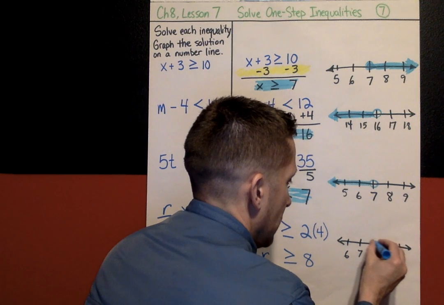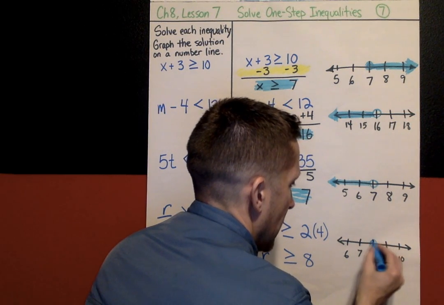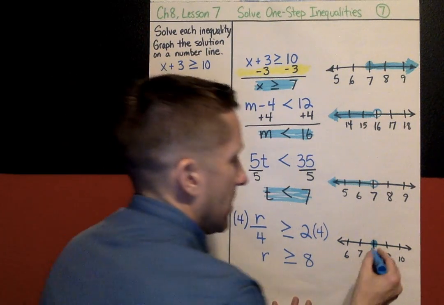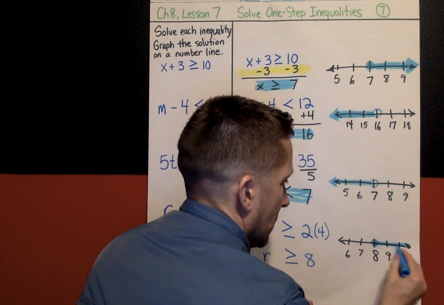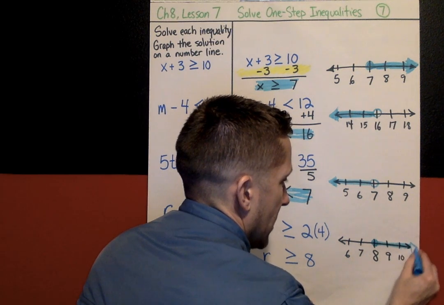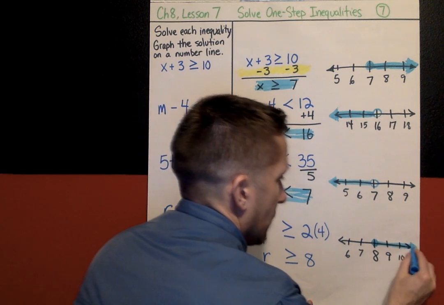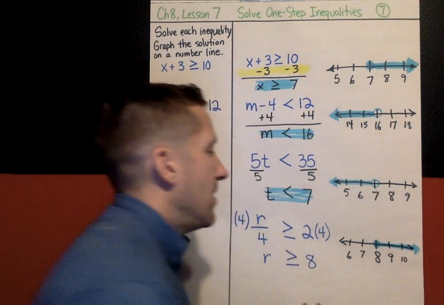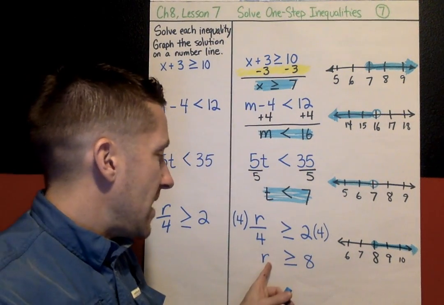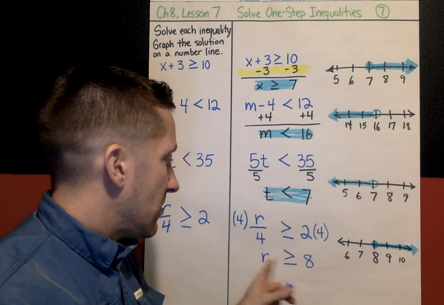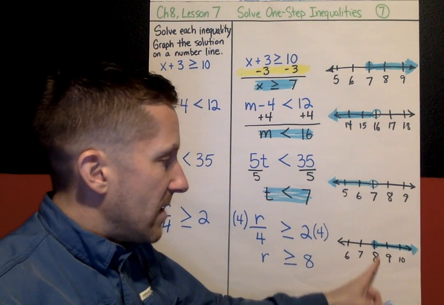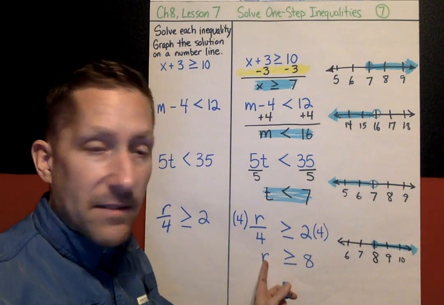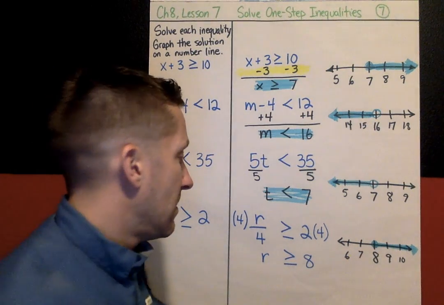So I'm going to make my point and then make it closed. I'm going to fill it in. I want to include it. And then everything greater. So my answers go this direction. I put a big arrow on the end because the answers just keep going that direction forever. So there's the answer to the inequality. R is greater than or equal to 8. Or remember, the answers are greater than or equal to 8.